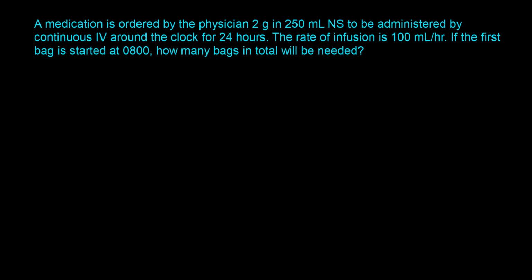This question says a medication is ordered by the physician, 2 grams in 250 milliliter normal saline, to be administered by continuous IV around the clock for 24 hours. The rate of infusion is 100 milliliters per hour. If the first bag is started at 0800, how many bags in total will be needed?